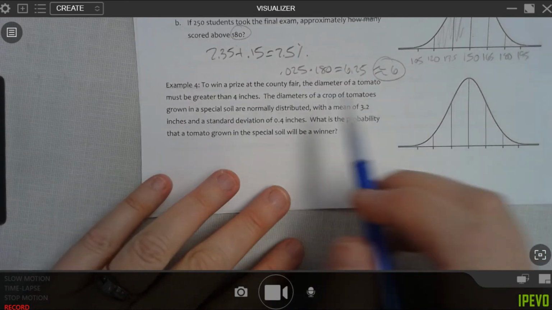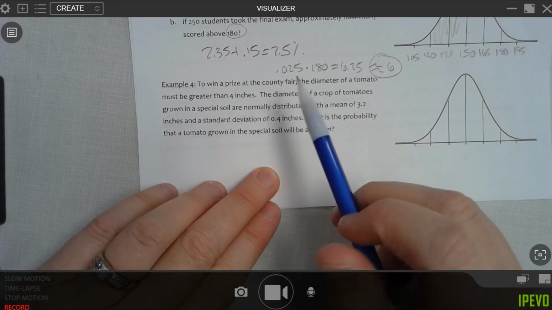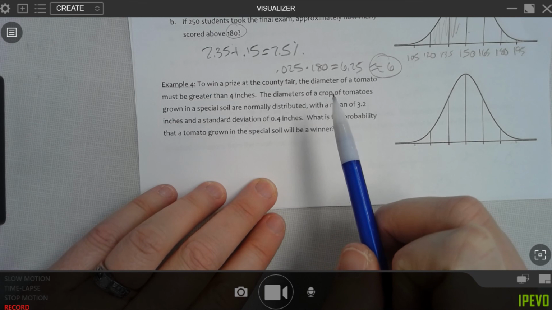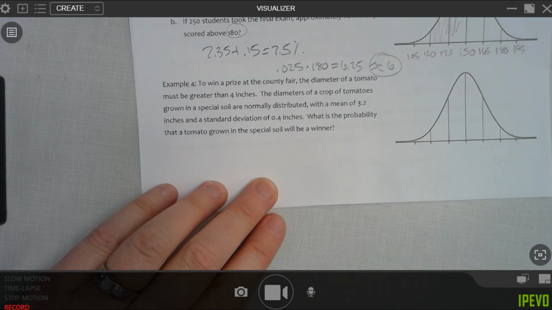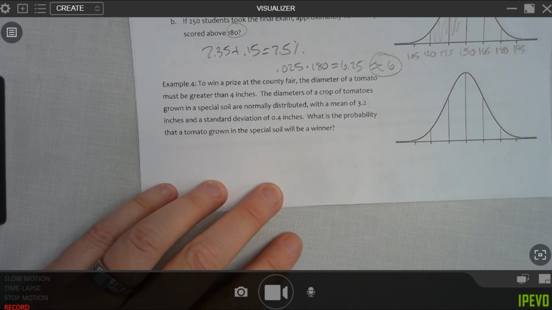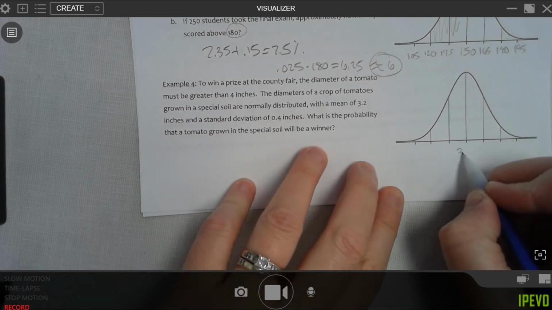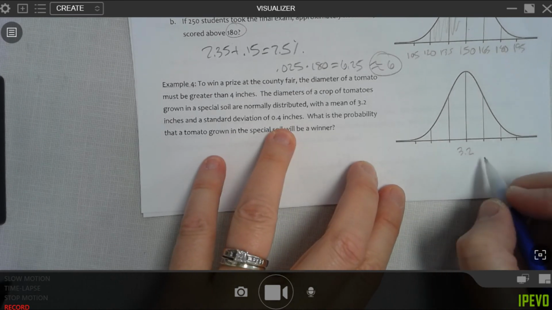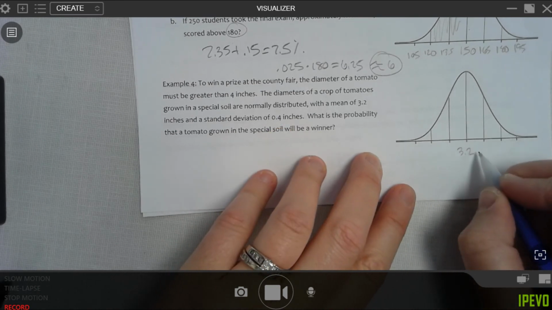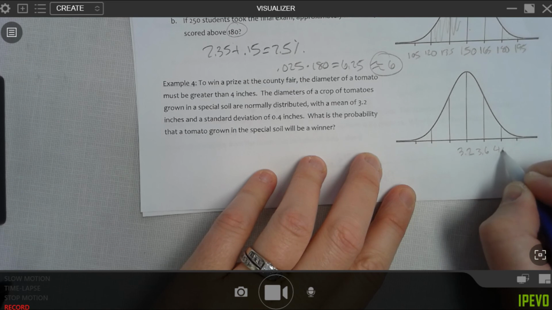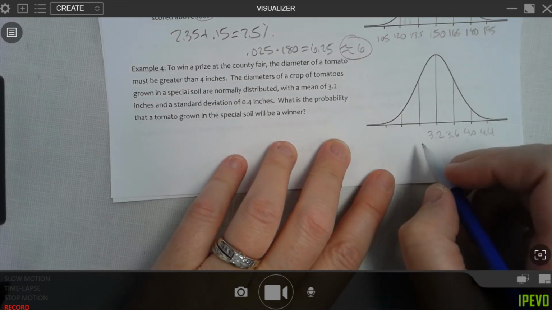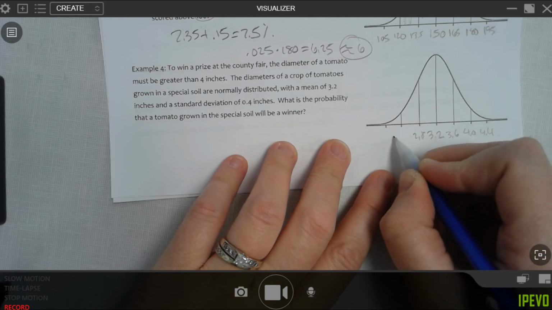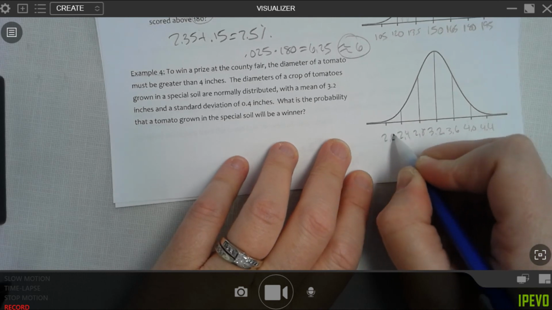All right, so our last one, to win a prize at the county fair, the diameter of a tomato must be greater than 4 inches. So it's normally distributed. So the mean is 3.2 and standard deviation is 0.4. So that means I'm going to put a 3.2 here, and I'm going to add 0.4 in each direction each time. So that's 3.6, 4.0, 4.4. And I'm going to subtract it now in this direction. So 2.8, 2.4, and 2.0.